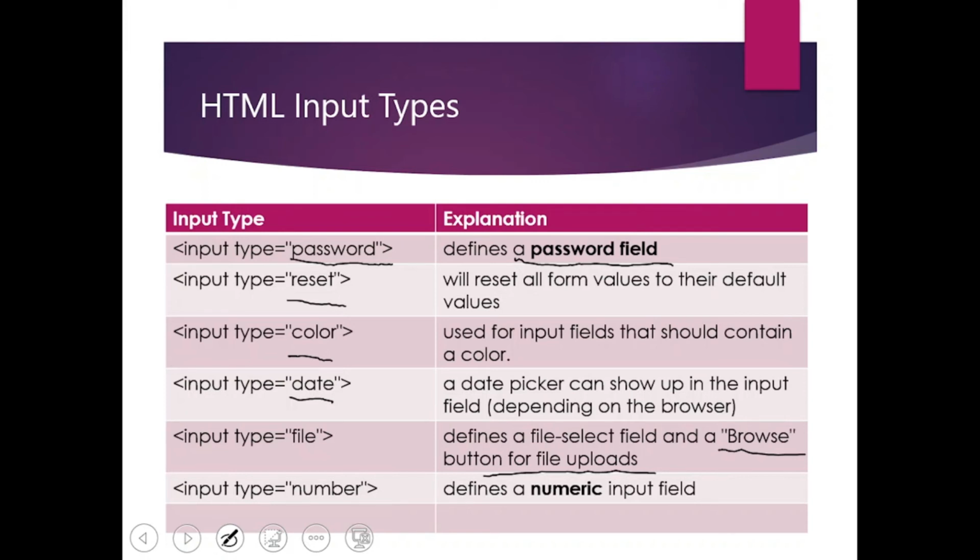Input type equal to number defines a numeric input field. So if you give input type equal to number, it will take only numbers. No alphabets, no alphanumeric characters will be inserted. When you give input type equal to text, it takes every combination that is possible. So if you want only numbers to come in, then you need to give input type equal to number.